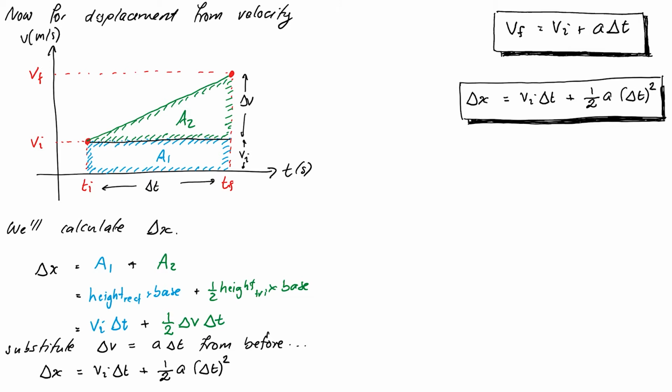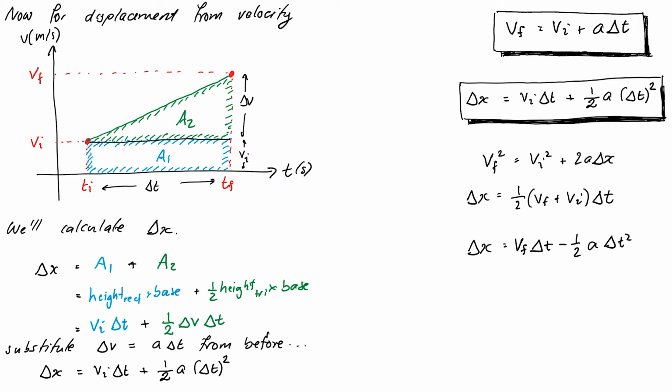Delta x is vi delta t plus half a delta t squared. That was our second one. Then vf squared equals vi squared plus 2a delta x. That's the third one. Delta x is a half times (vi plus vf) times delta t. And finally, we've got delta x is vf delta t minus 1/2 a delta t squared.